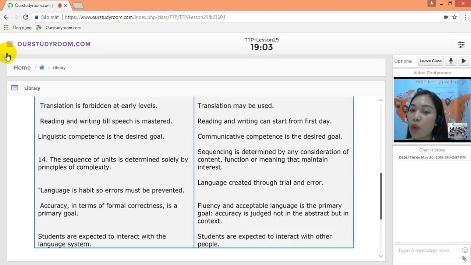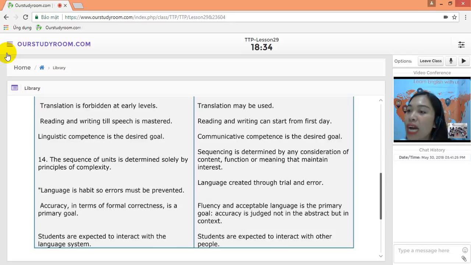Audiolingual demands memorization of structure based on the dialogues, while in communicative, the dialogues, if used, center around communicative functions and are not normally memorized. Okay. In other words, in audiolingual, memorization is needed, while in communicative, memorization is not actually needed.